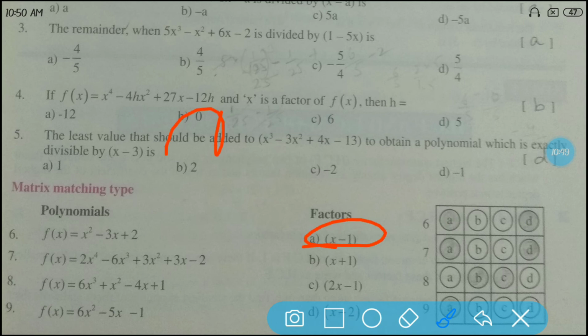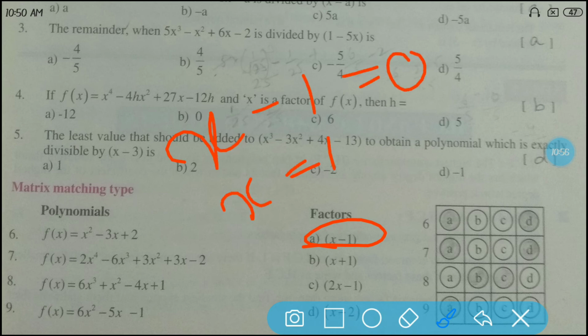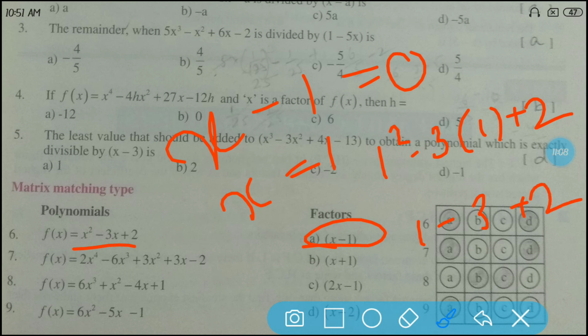So x minus 1. What does x minus 1 mean? x minus 1 equal to 0, right? So minus 1 goes to RHS and becomes plus 1. So x value is 1. Now wherever you find x here, you will put 1. 1 square minus 3 into 1 plus 2. So 1 square is 1, 3, plus 2. So what will be the answer? Here it is 1 minus 3 is minus 2 and plus 2. It is 0. So if you get 0 only, that is a factor.